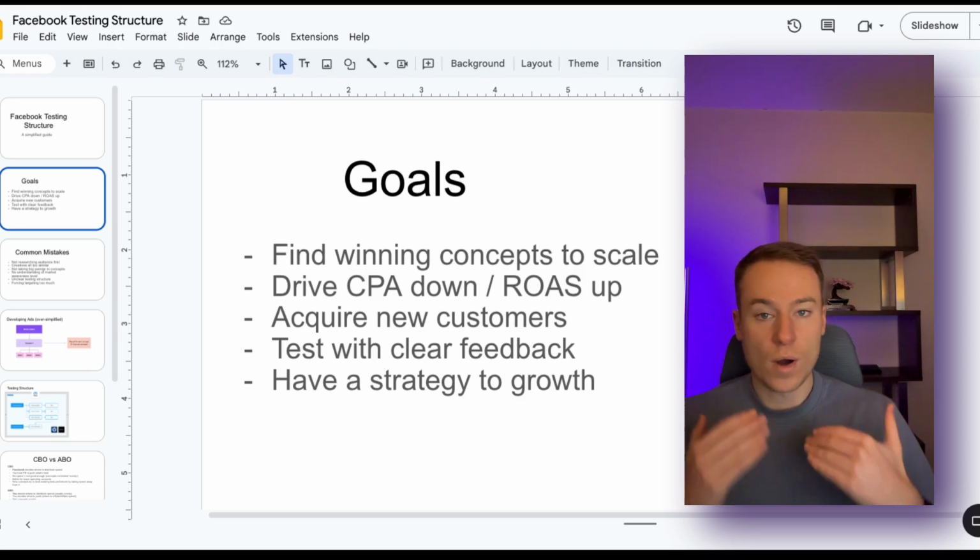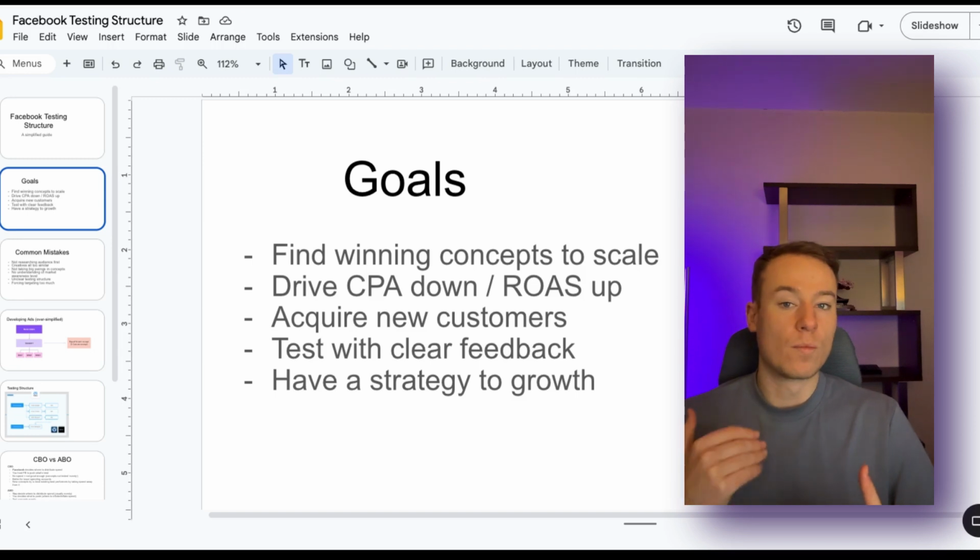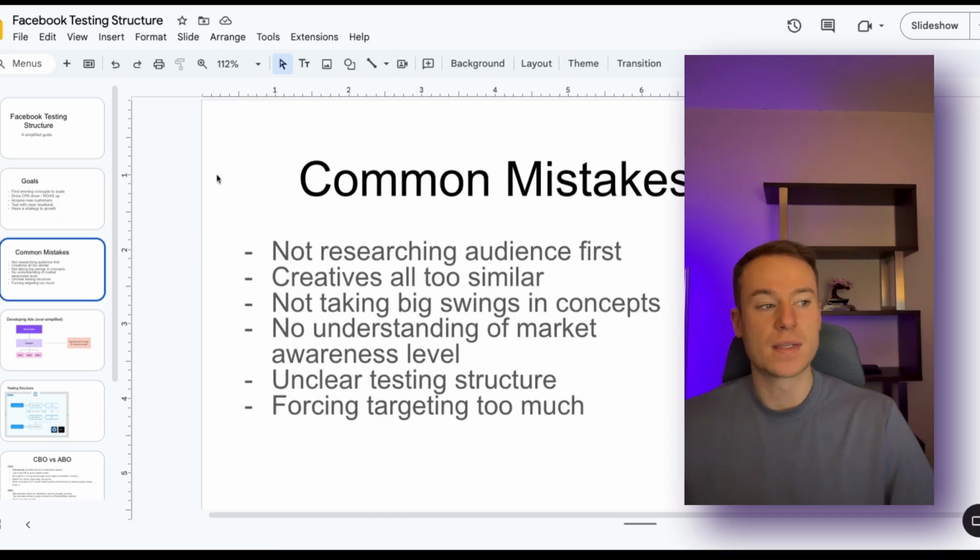Having an idea of what kind of content you want to create, what actually works, and what will allow you to put more spend into the ad account confidently. So the next bit from here is the common mistakes, and one of the first ones that I see so often is not researching your audience first before you start conceptualizing your creative ideas.